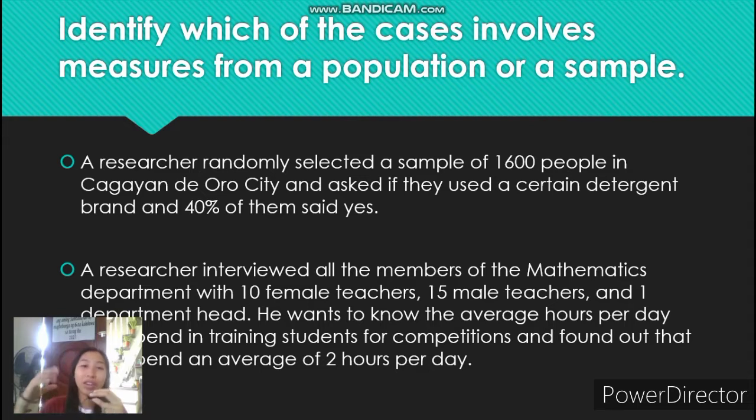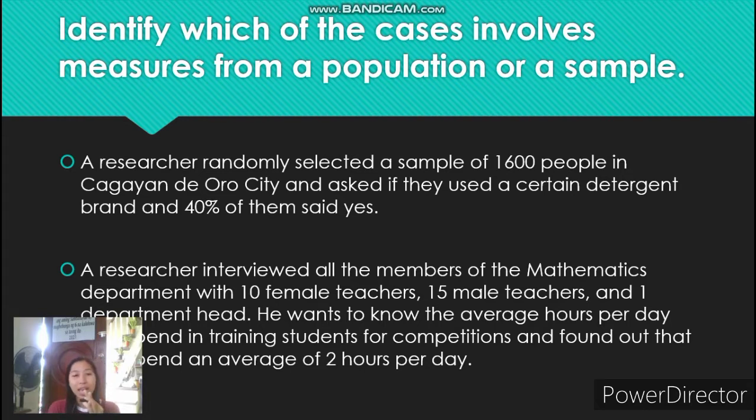So the researcher in Cagayan de Oro selected only a sample of 1,600 people from CDO. Then the study is whether they use a certain detergent, and 40% of them said yes.